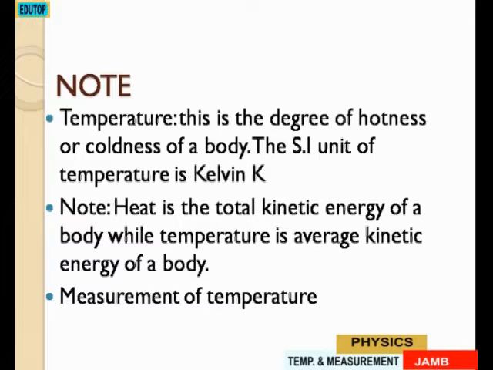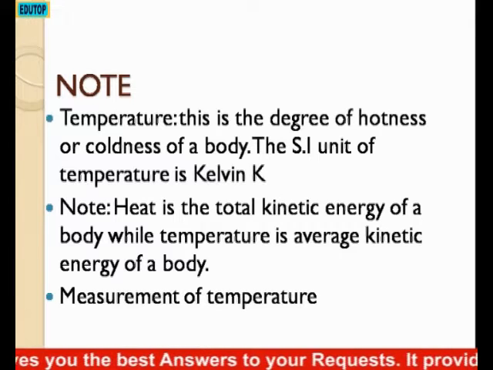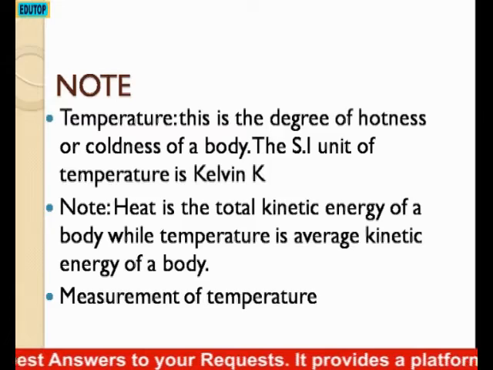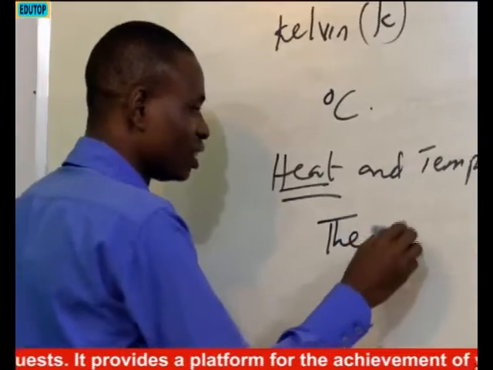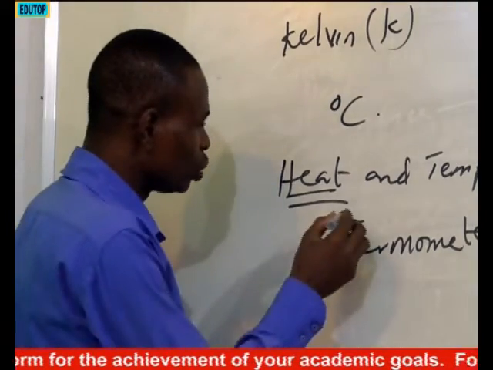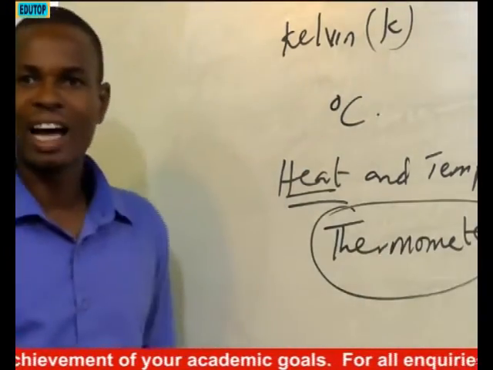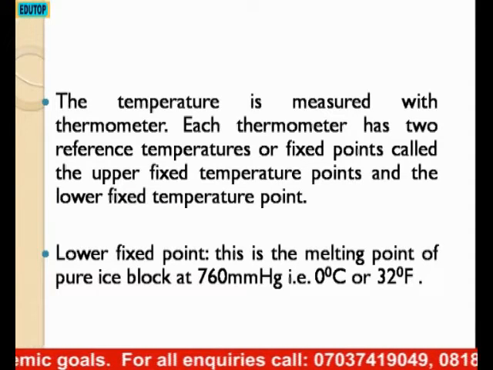We are trying to differentiate between heat and temperature. Heat is the total kinetic energy of a body, while temperature is the average kinetic energy of a body. How can we measure temperature? Temperature is measured with a thermometer. The device we use in measuring the temperature of a body is what we call a thermometer. And we have different types of thermometer.